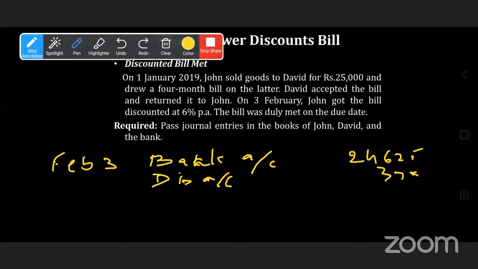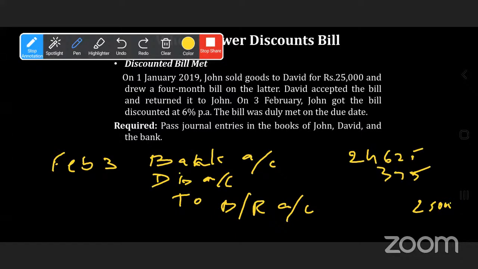To bills receivable account, 25,000. Got it? The narration you have to write is bills discounted at the rate of 6% per annum. Okay? Is it okay?